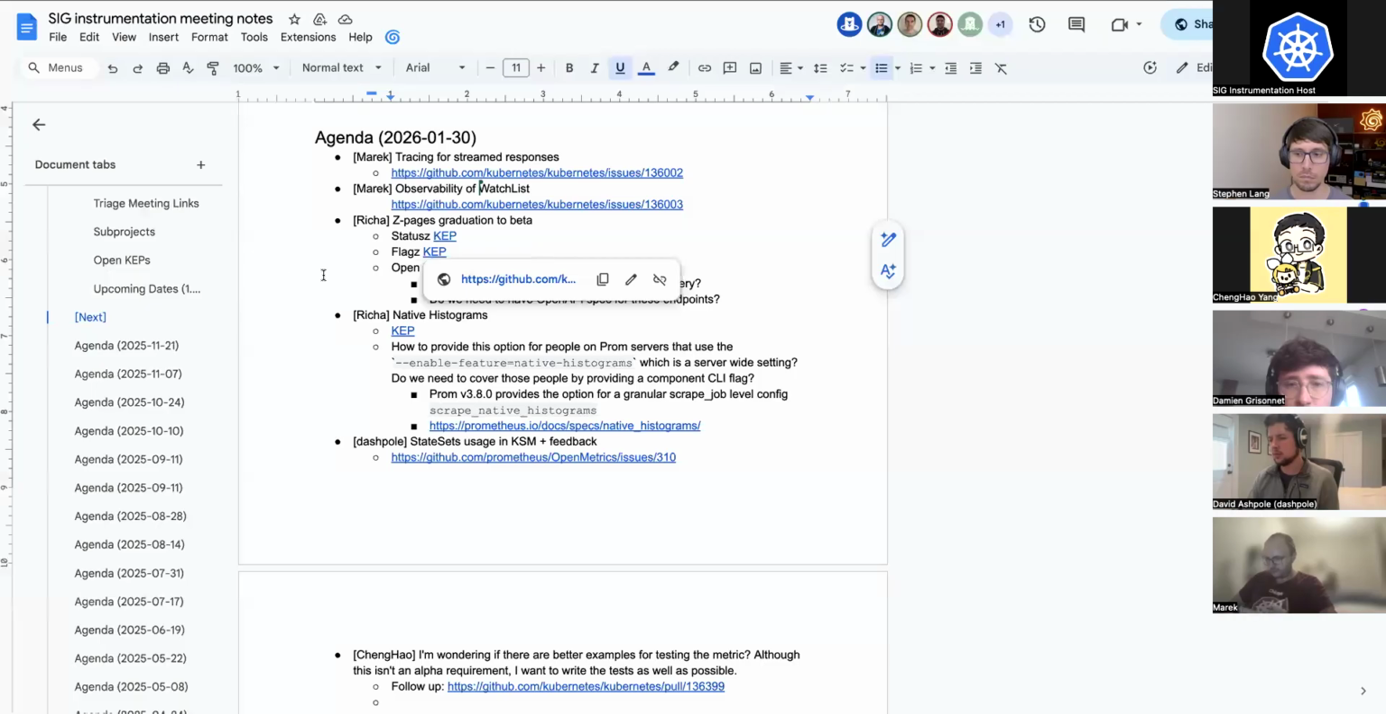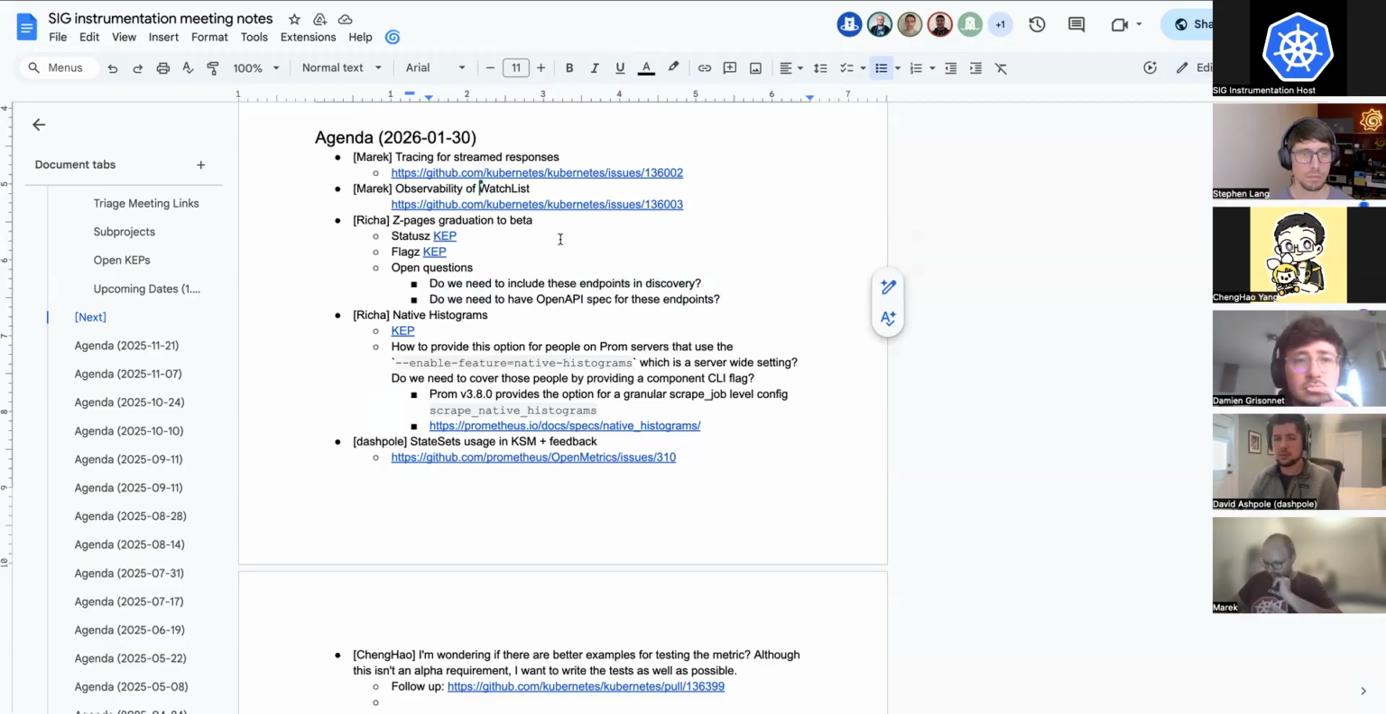So I just wanted to also understand, does the SIG feel it's okay right now to graduate these KEPs to beta? Very recently, just yesterday, there were some questions brought up by Joe Betts. He wanted us to consider if we should include these endpoints in discovery now that we have made them proper GVRs, and also if we should have an OpenAPI spec. Just curious for thoughts from people.